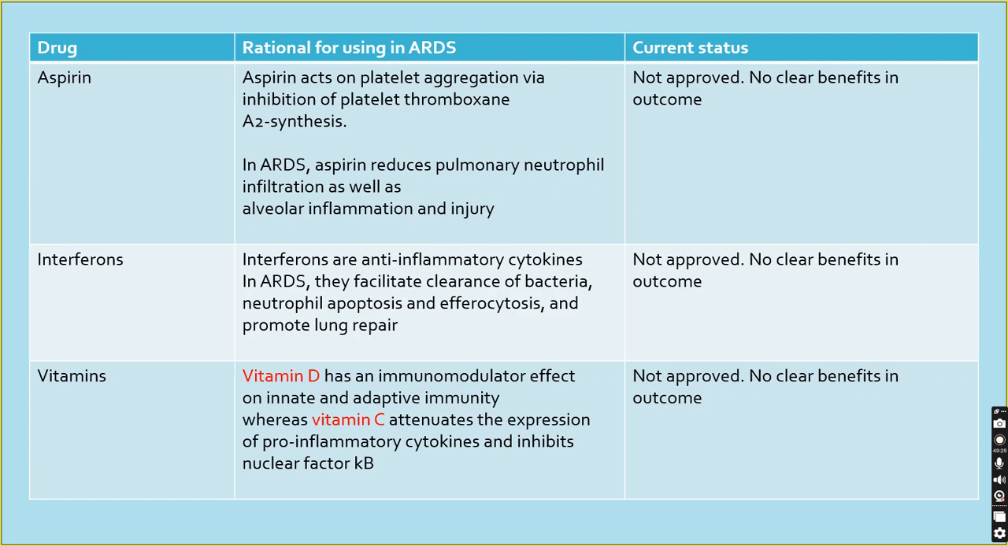Aspirin, again, we tried as a platelet aggregation inhibitor drug. In ARDS, aspirin reduces pulmonary neutrophil infiltration as well as lung inflammation and injury. It is not approved because of no clear benefit in outcome. Interferons again not approved, no clear benefit. Vitamins have been recommended a few days back, like vitamin D, vitamin C, but again, no study showed a clear benefit, and it has not been approved as a standard therapy.